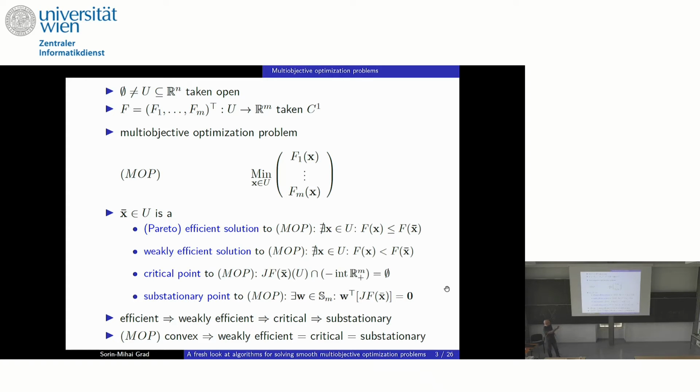In case of convexity, these three are the same. So the substationary, critical, and weakly efficient are all the same in the convex case. Convex means all these functions are convex and the set U is convex.